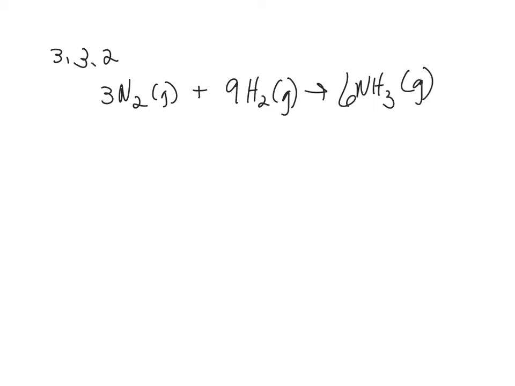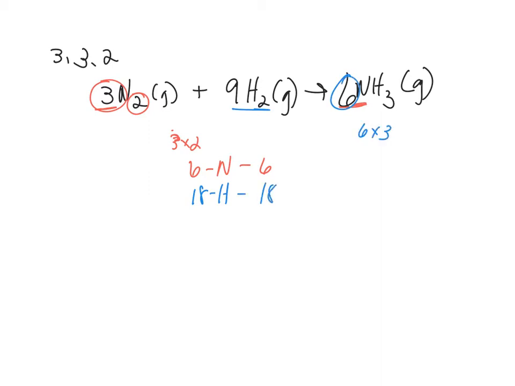And is that balanced? So 3 times 2 is 6, because you multiply these, 6 nitrogen, and then over here we have 6 nitrogen. Okay, hydrogen, we have 18 hydrogen, and then you do the 6 times 3, and we have 18 hydrogens. So those are balanced. Okay, let's go to another one.